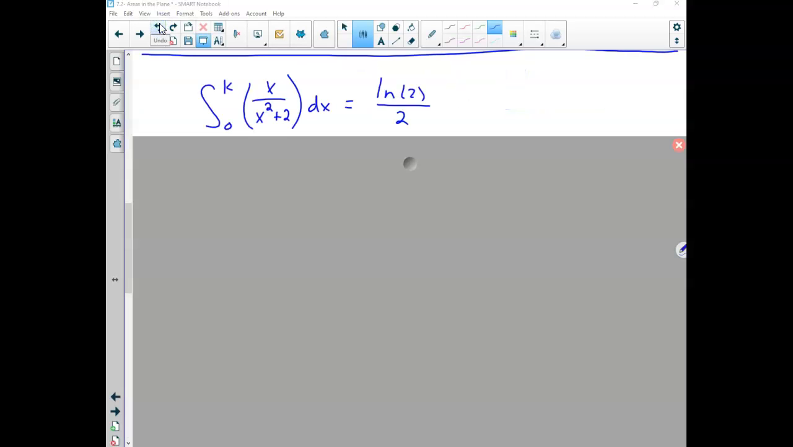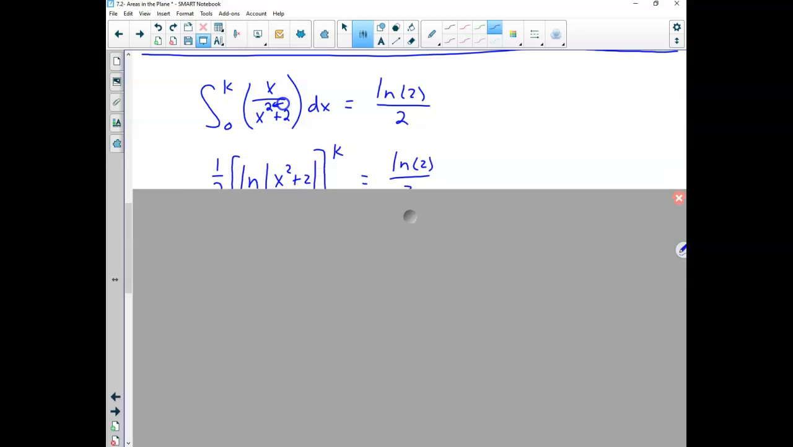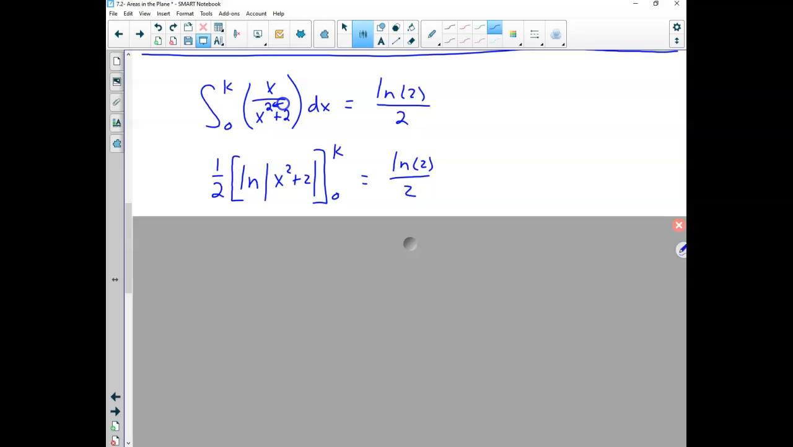Here comes the fun. I forgot I had my squared on that before, so I added my squared after I hit pause. But what we're going to do is integrate the left side. We know the antiderivative of that left side is going to be 1/2 ln of x squared plus 2, and we're going to evaluate that from 0 to k. And remember, it's 1/2 times that. I like to separate that half out when I evaluate it, and that's going to equal my 1/2 ln 2.